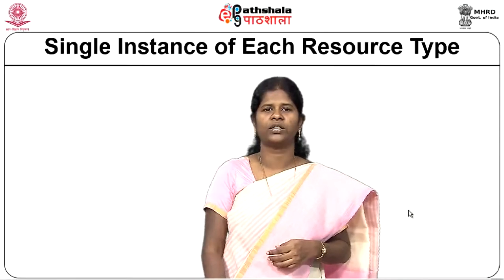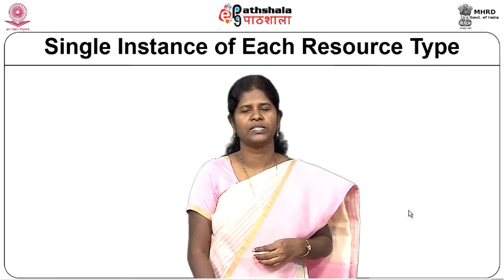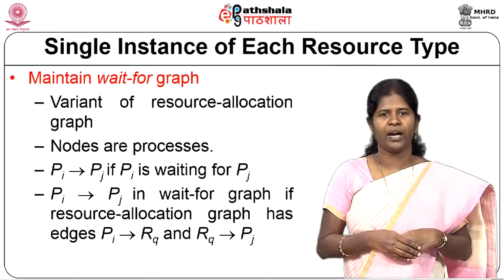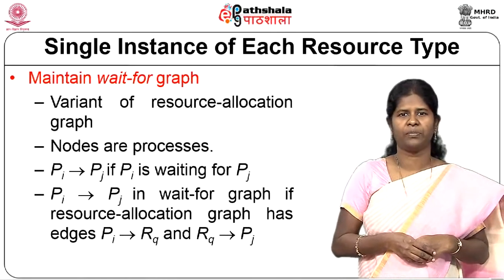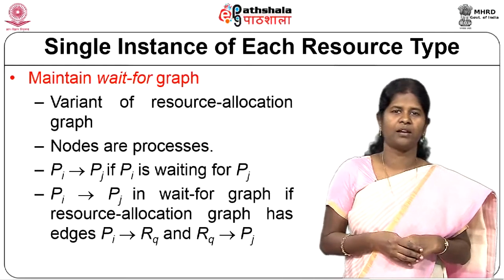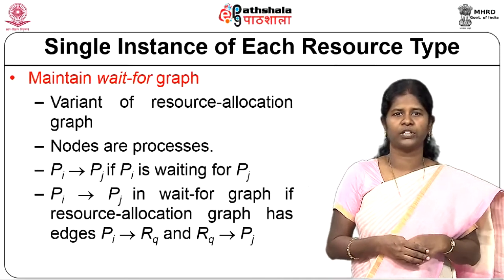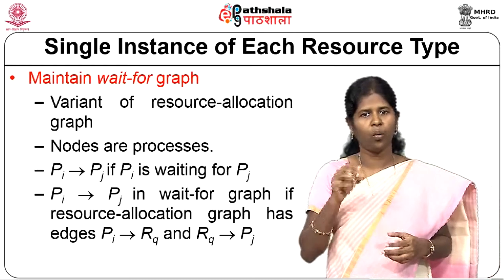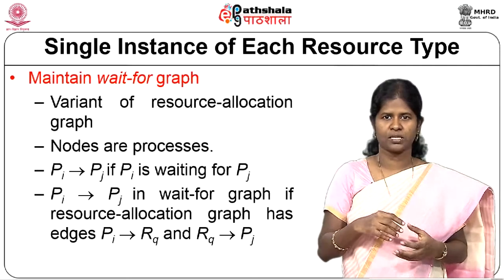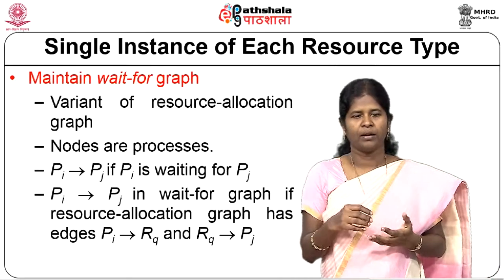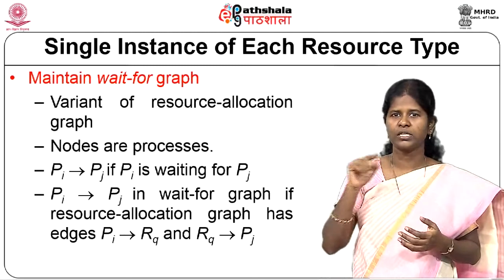First, deadlock detection when you have a single instance of each resource type. In this case, you have a variant of the resource allocation graph, which is called a wait-for graph. Here in the wait-for graph, the nodes are only the processes. You do not have nodes corresponding to resources, and there is an edge from one process to another.